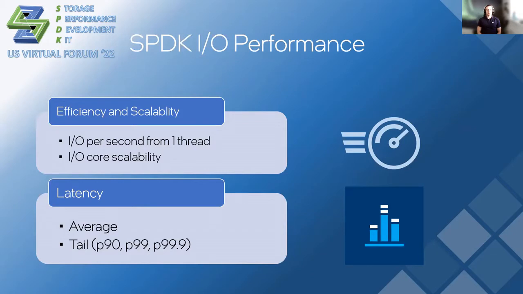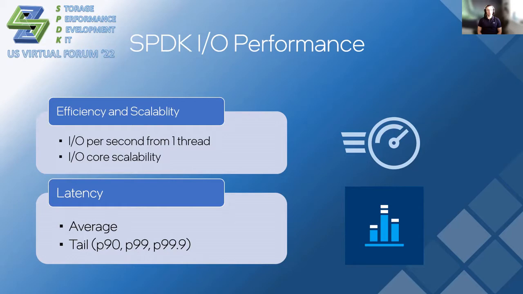So first, let's talk about what we at SPDK mean when we are talking about measuring I/O performance. The first metric is IOPS per core. SPDK pulls hardware from user space, and with this metric, we can measure how efficient SPDK is in processing I/O when using a single thread to do the job.